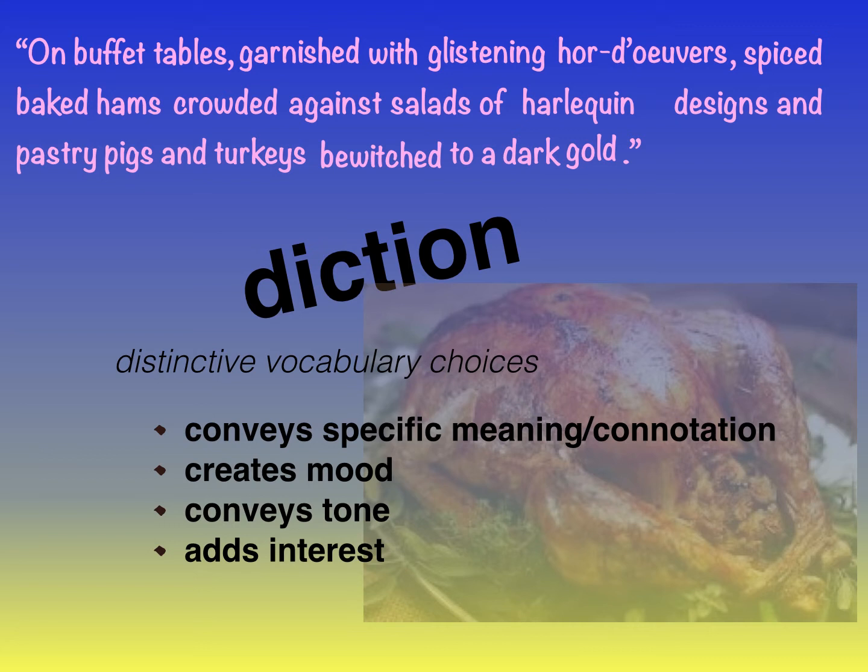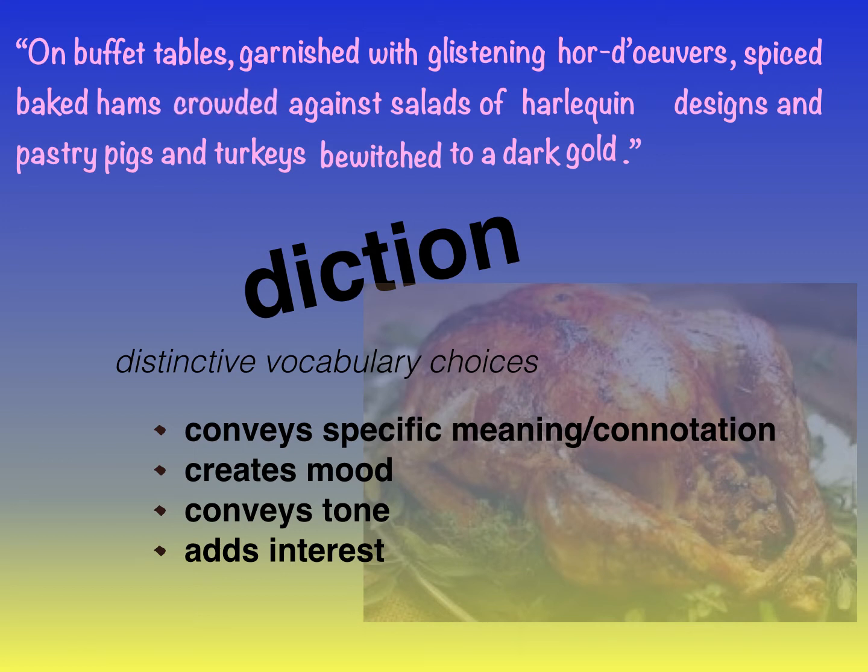The first word choices that stand out are garnished and glistening. So garnished means decorated, so clearly appearance is quite important. Notice how the taste of the food is not described at all, but the appearance of the food is what's described. The hors d'oeuvres were glistening. The word hors d'oeuvres itself is a fancy French word. He could have used the term finger food, but that doesn't convey the same sense of elegance and class. The word crowded indicates the abundance of food.